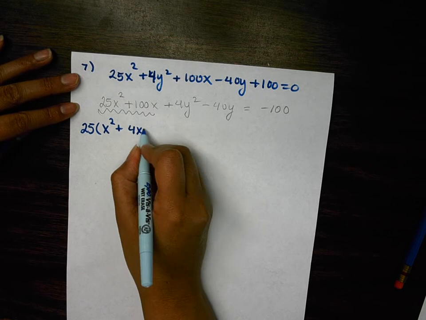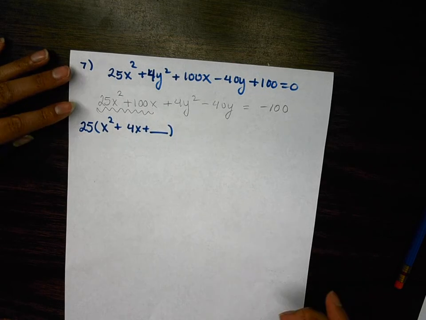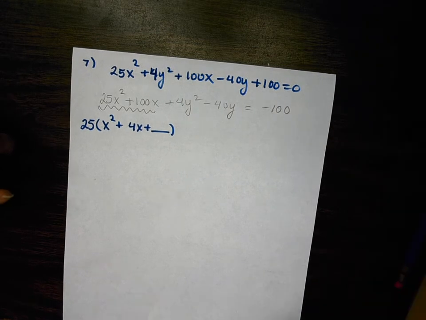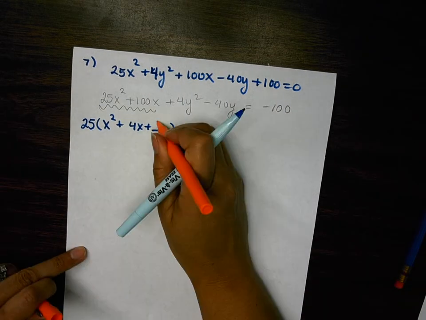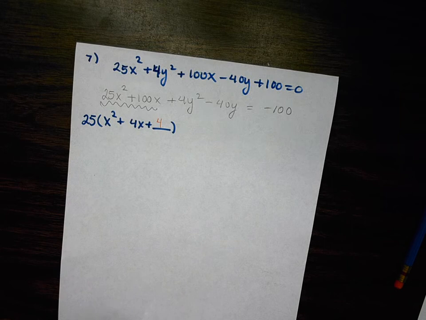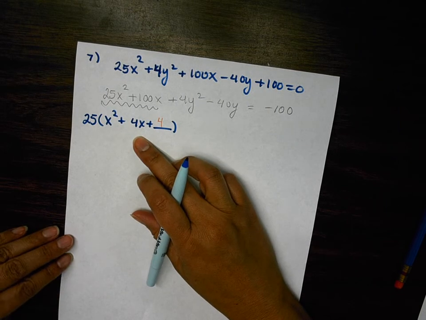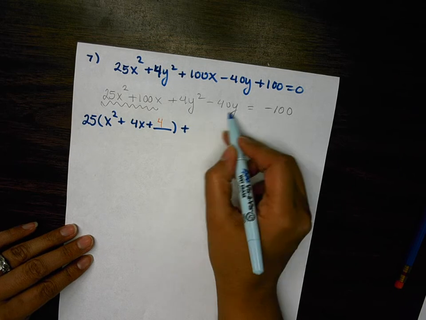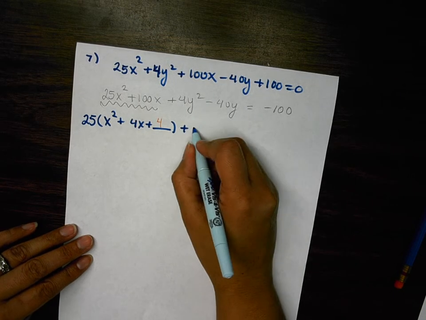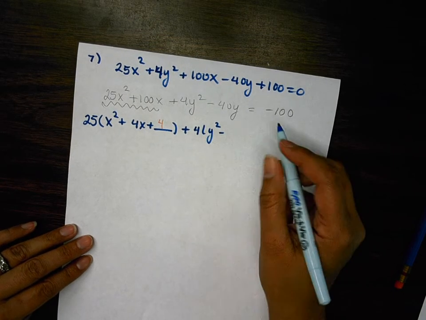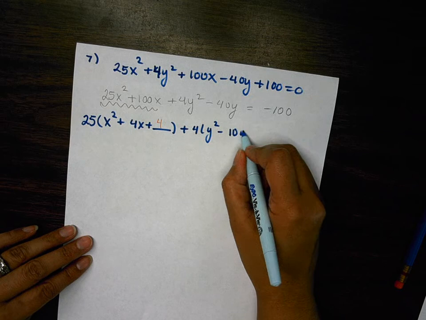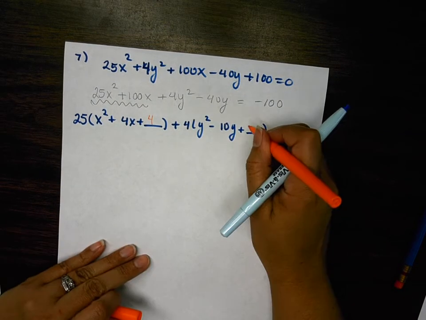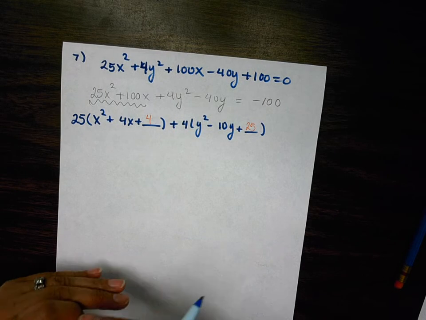X squared plus what? 4x, and now I can put my plus blank, and what goes in the blank? Can you guys tell me how you got 4? Half, divided by 2 and square it. 4 divided by 2 is 2. 2 times 2 is 4. Okay, what's my leading coefficient I'm going to take out here? Leaving behind y squared minus 10y plus blank. What goes in that blank?